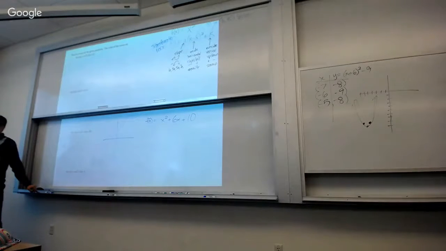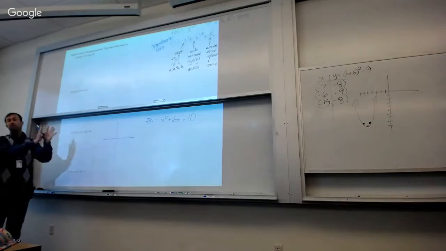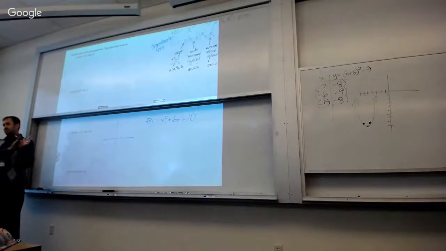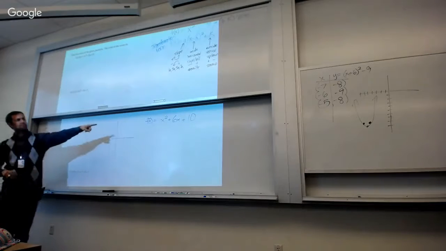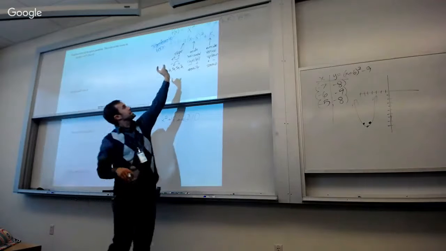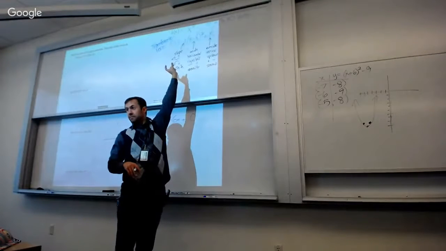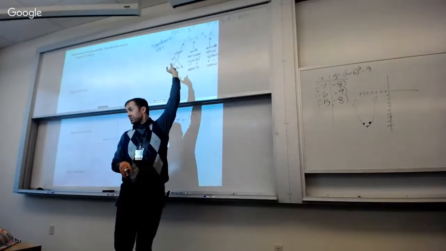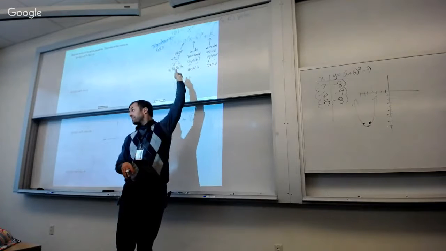Can I factor that? Is there anything that multiplies to make 10 that adds to make 6? No. Could I use the quadratic formula to find the roots? Yes, I could. The key thing is, though, right now we have no idea how to graph this thing, right? Well, how do I transform this into transformation form? What's the key thing that transformation form has? The (x minus h) squared. And we get that by completing the square.